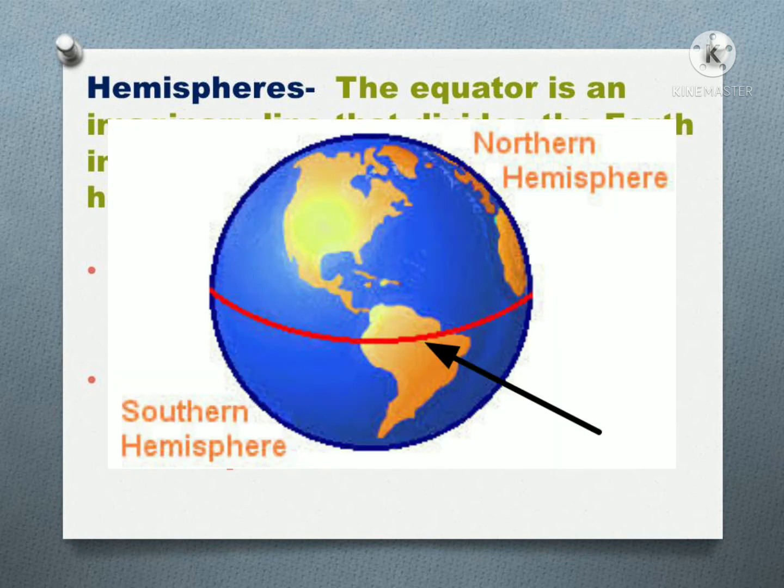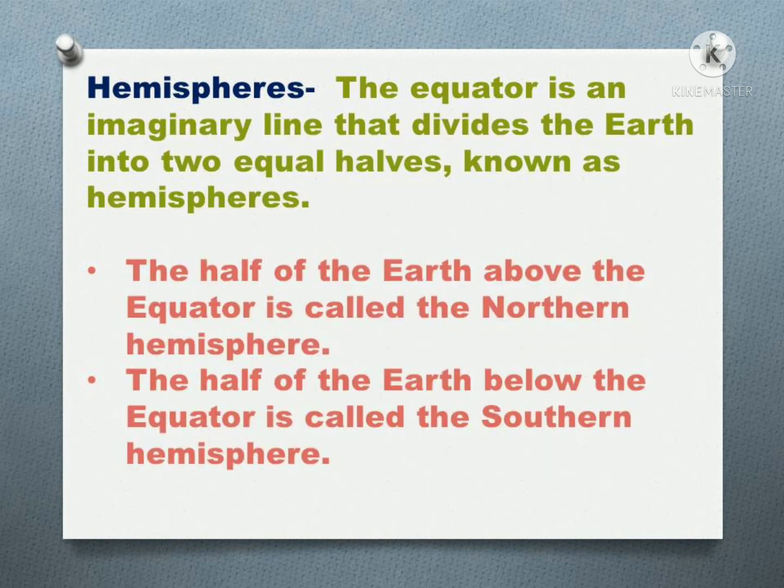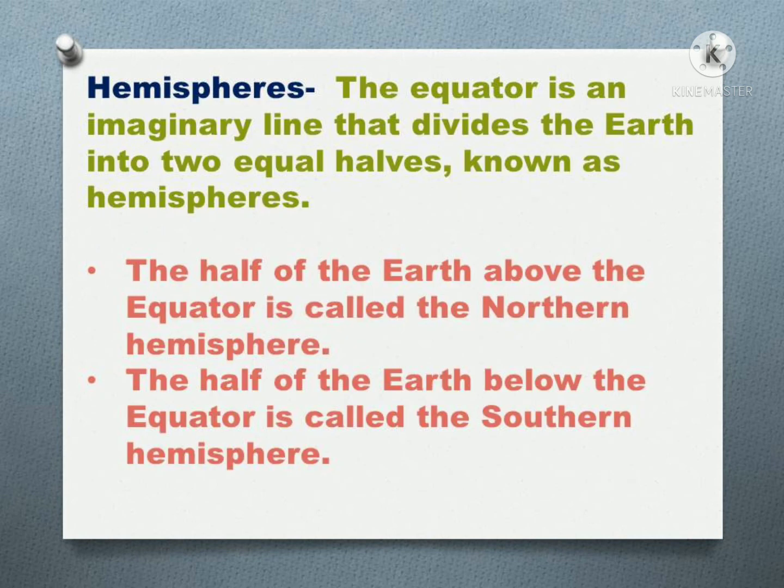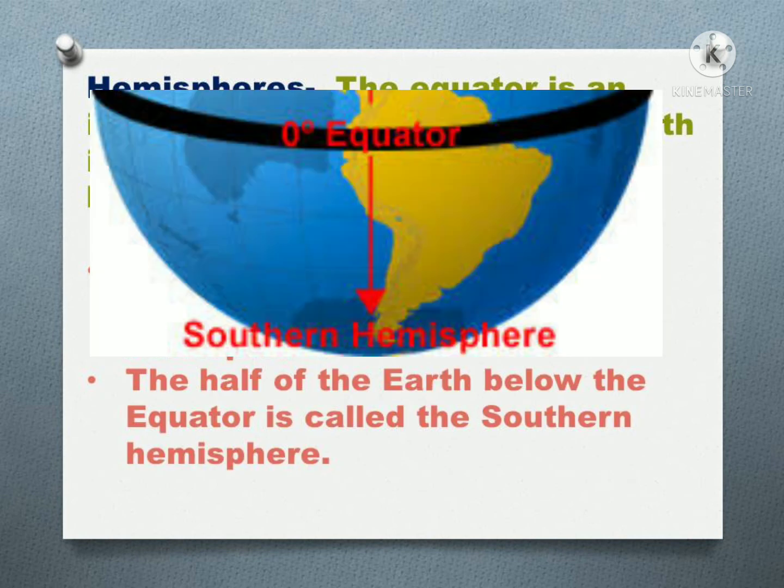The equator is an imaginary line that divides the earth into two equal halves known as hemispheres. The half of the earth above the equator is called the northern hemisphere. The half of the earth below the equator is called the southern hemisphere.